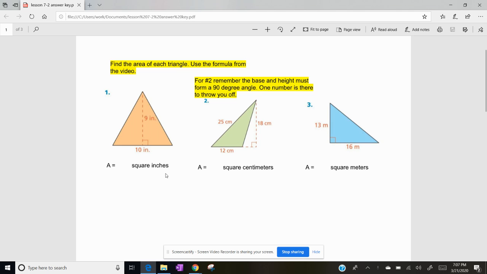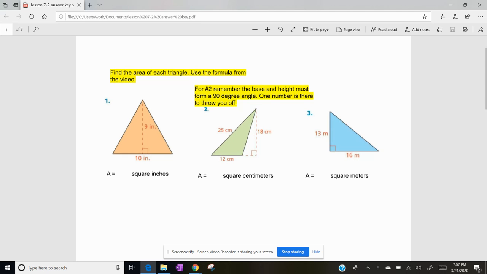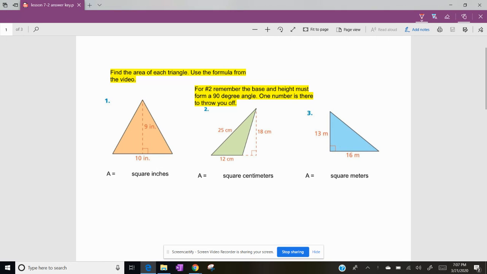Hi everyone, this is the answer key for, let me just write it up top. It's the answer key for 7-2 area of triangles. So we have to remember for all of these, let's start with number one.